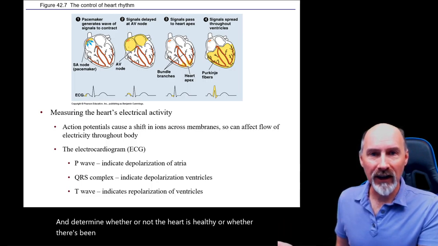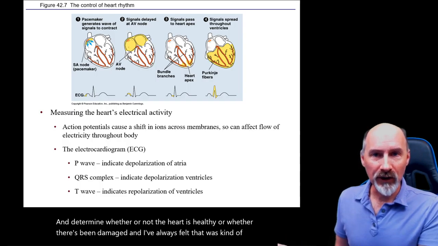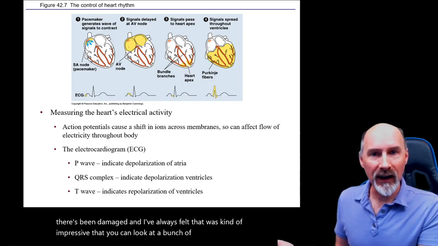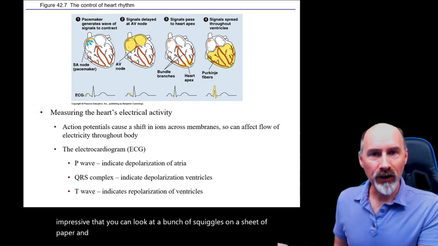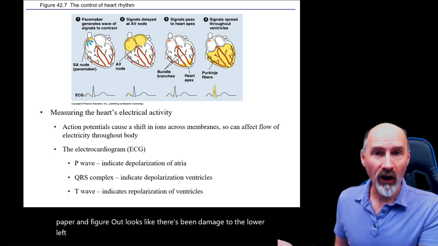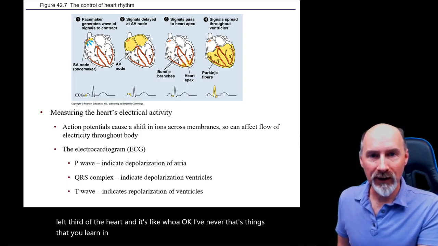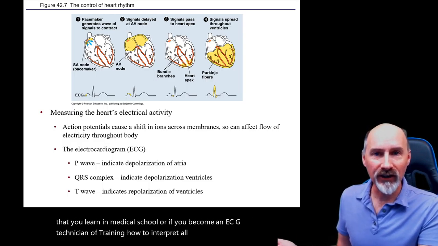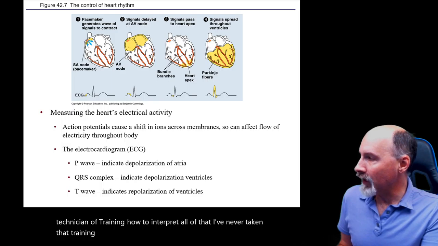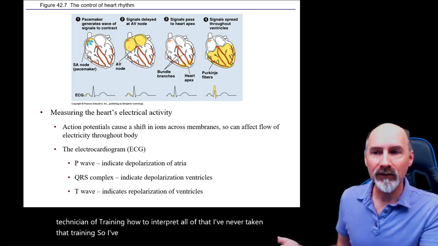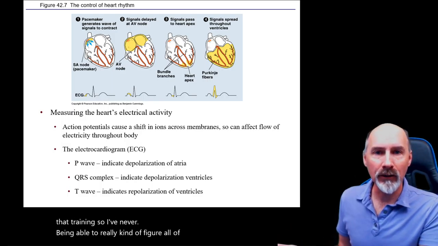I've always felt that was impressive, that you can look at a bunch of squiggles on a sheet of paper and figure out, oh, looks like there has been damage to the lower left third of the heart. And it's like, whoa, okay. Those are things you learn in medical school, or if you become an ECG technician, they'll train you how to interpret all of that. I've never taken that training, so I've never been able to figure all of that out, but it's really fascinating to me.